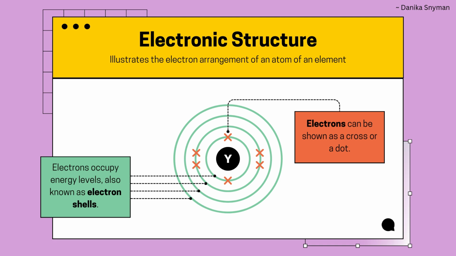So basically, electrons just move around the shells of the atom.